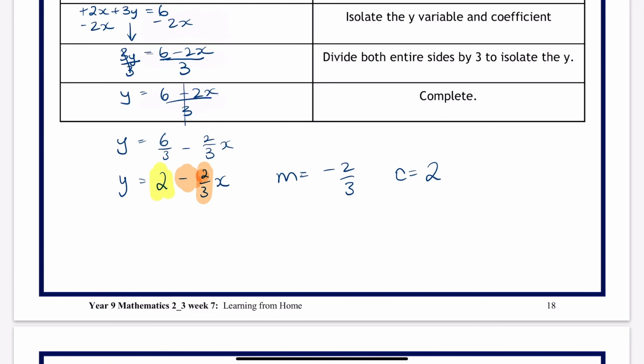When putting this in the Google form, just make sure that if the gradient is a fraction, you're careful of the negatives. Put the negative, don't put a space, and just put 2/3. That should be the answer.